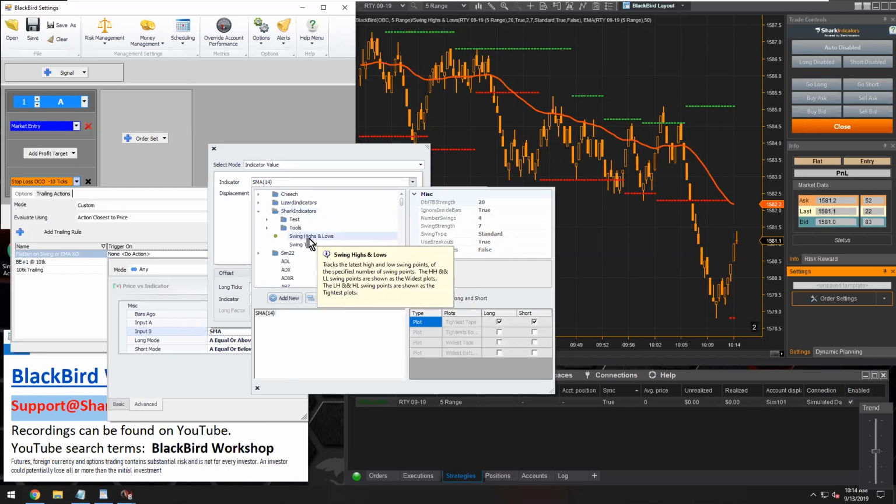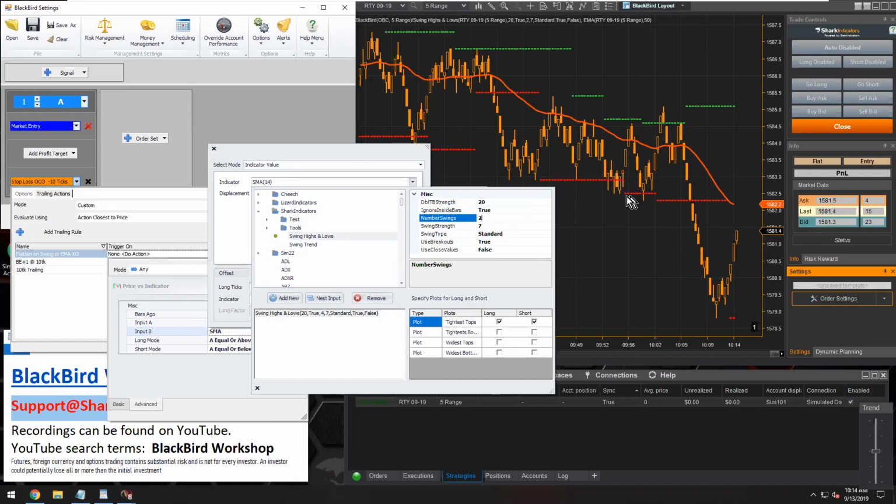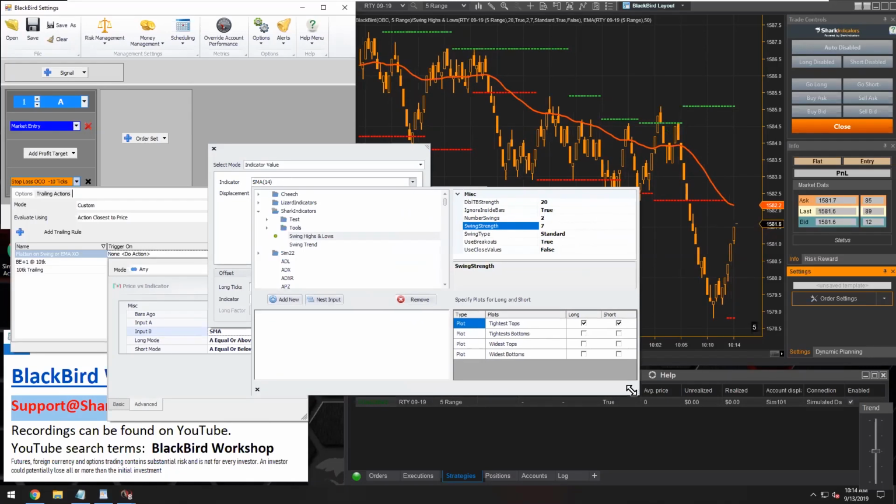So let's select. There we go. There's our swings highs lows. And now we just need to adjust the settings. So on my chart here, I'm using number of swings. I've set it down to 2, so it's a little more responsive to the previous swing. And I just left the swing strength at 7. And there we go. And then we need to figure out, okay, which plots are we using here?